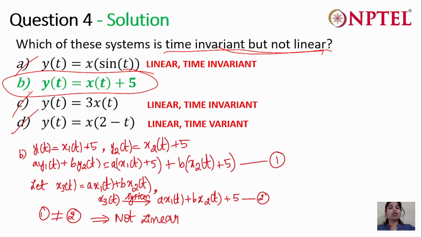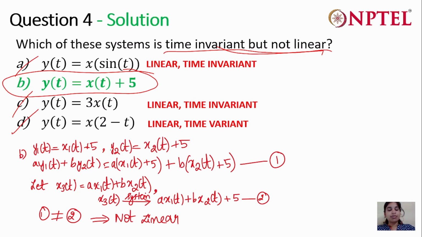And how is it non-linear? If I take y1 of t, which is x1 of t plus 5, and y2 of t is x2 of t plus 5, and if you add a into y1 of t plus b into y2 of t, I'm going to get a into x1 of t plus 5a plus b into x2 of t plus 5b.